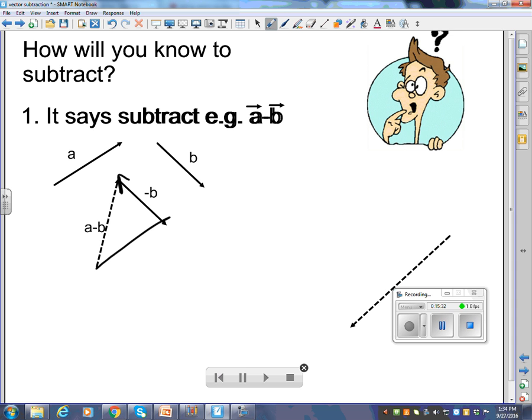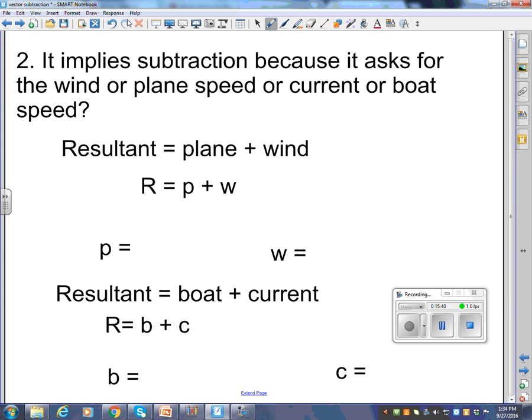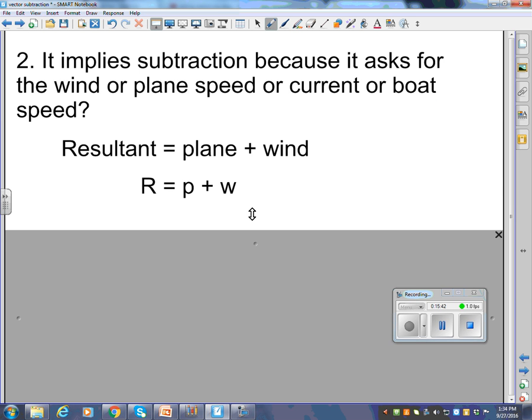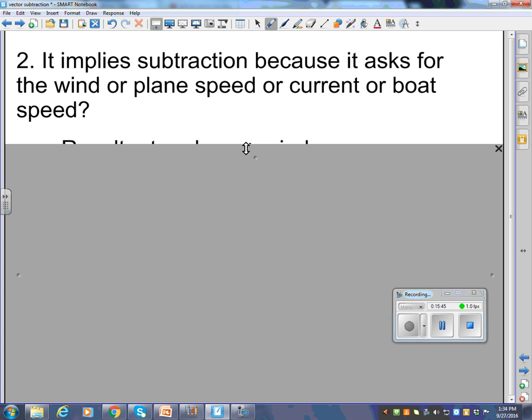Now we learn. Okay? So how do we know when to subtract? Number one, it says subtract. That's the easy way. Here's the harder one. This one you're going to have to write down. It implies subtraction because it asks for either the wind or the plane speed or the current or the boat speed.